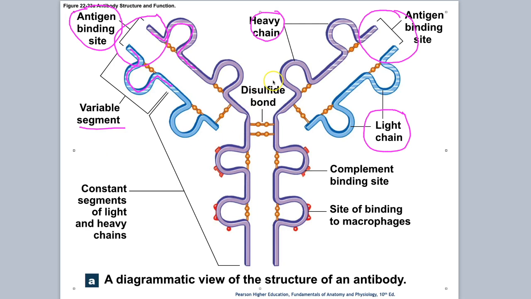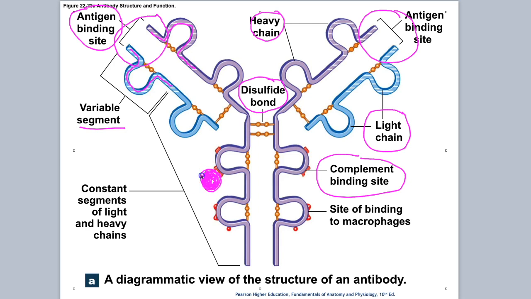Other things in here, we have some disulfide bonds. These are sulfur-sulfur bonds where we have 2 sulfurs covalently bound to one another. These are very strong bonds that help give the antibody its shape and hold these chains together. And then we also have here some complement binding sites. Do you remember complement proteins? Okay, the complement proteins, we talked about them. They're part of the second line of defense. They have the ability to bind to these complement binding sites.